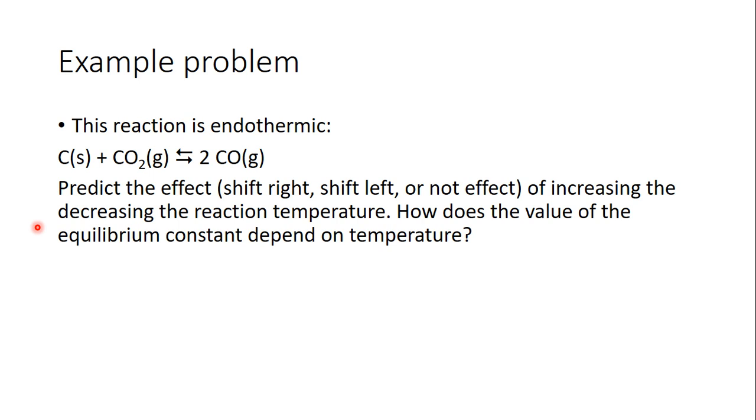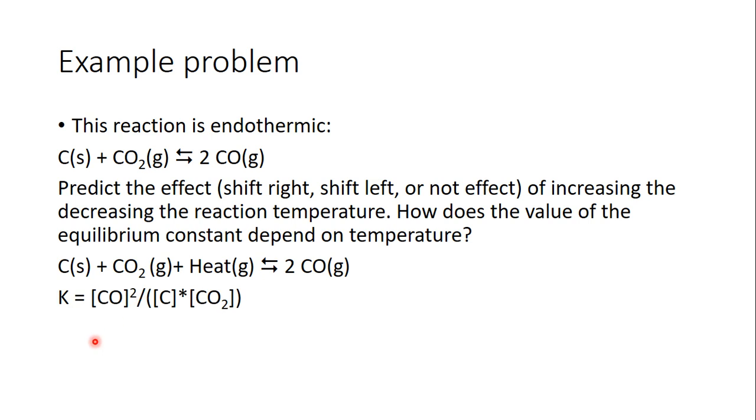Alright, so let's go back to the heat now, and let's look at an example problem. Say we have a reaction that is endothermic: carbon plus CO2 goes to carbon monoxide. What will happen if we increase or decrease the reaction temperature, and how will the equilibrium constant change? The way to go about this is, if it's endothermic, rewrite your equation with heat in there. Since it's endothermic, heat is a reactant, right? Now we write down our K expression. K equals CO squared divided by C times CO2.